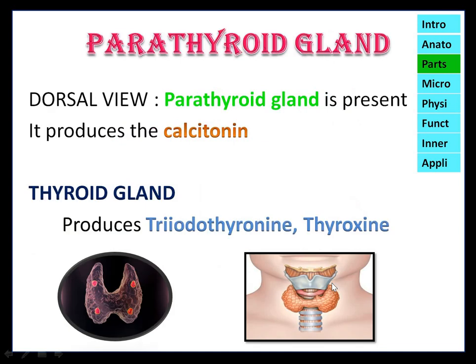Now the parathyroid gland. It is present posteriorly and it produces the parathyroid hormone. The thyroid gland produces triiodothyronine and thyroxine, which means T4.